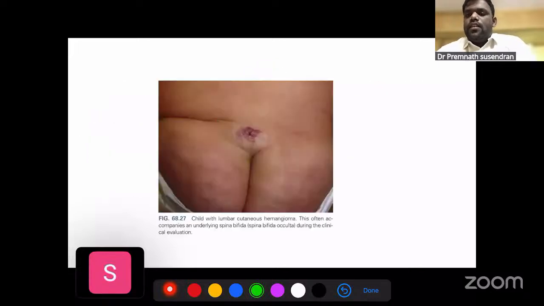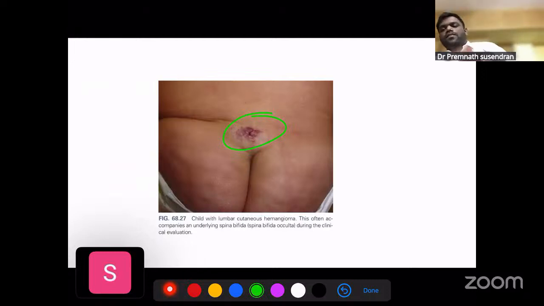So these were cutaneous hemangioma, lumbar cutaneous lipoma. Then the patient seen with spinal dysraphism, this patient is having occult spina bifida. Okay, spina bifida occulta.